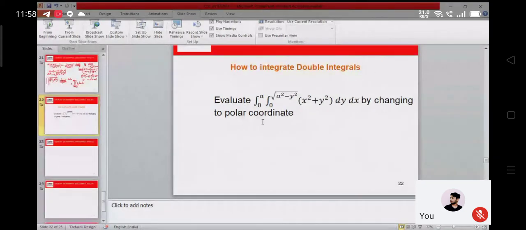We have to go to polar coordinates. First look at this. Look at the limits and tell me about the region over which we are integrating in the xy plane. First, identify the region over which we are integrating in the xy plane. I want to hear the answer from you. Tell me, in which region is the integration happening in the xy plane?